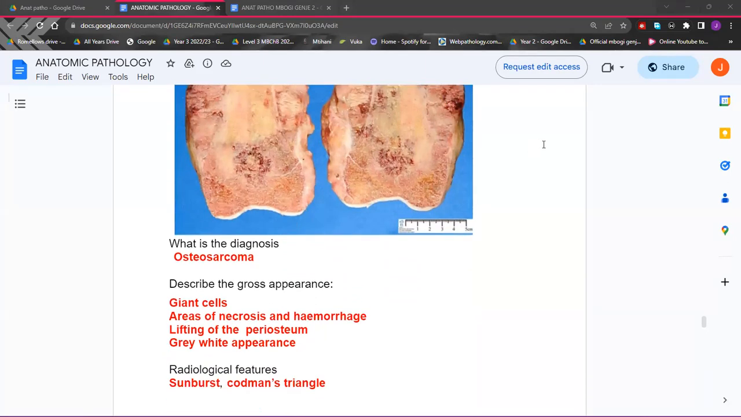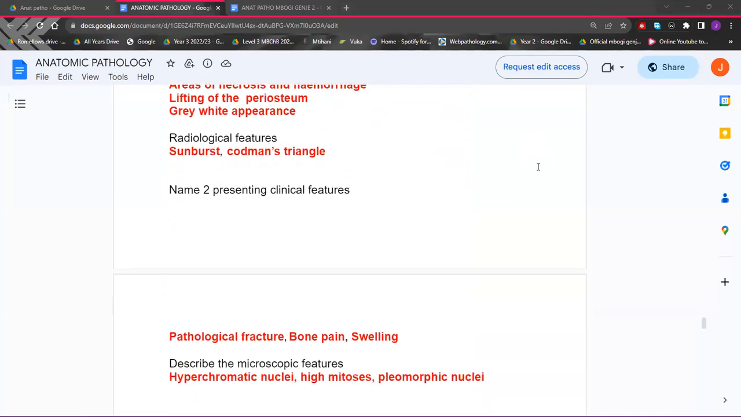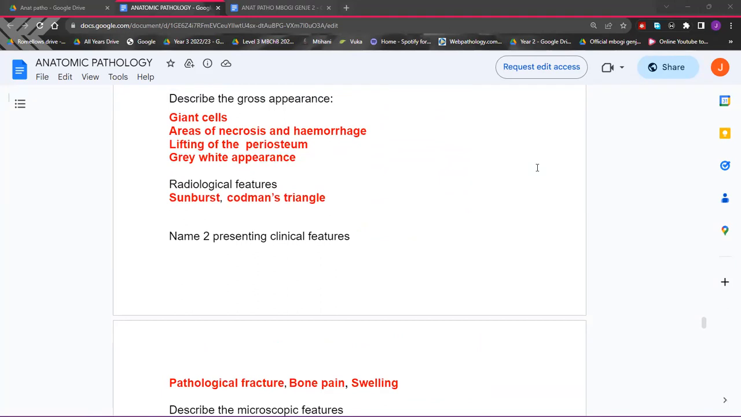Now, name two presenting clinical features of osteosarcoma. How will a person with osteosarcoma present? So we have the bone pain. Exactly, we have bone pain, we have swelling in that area, and you also have pathological fractures. Key symptoms that include fever, night sweats, weight loss, so probably fever. The night sweats and weight loss, maybe someone can confirm for us. But there will be pathological fractures, bone pain, and swelling.